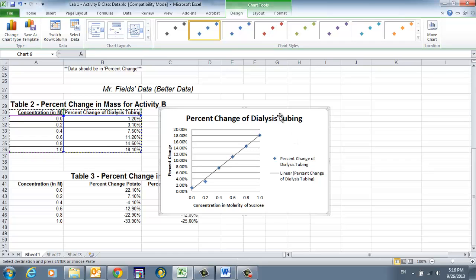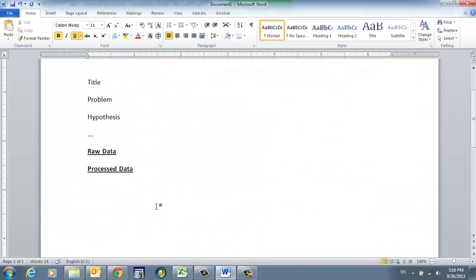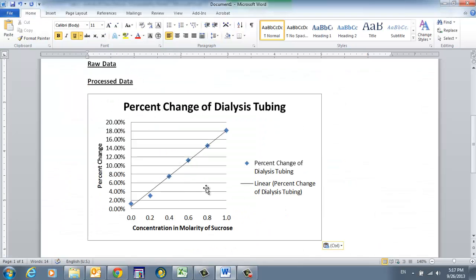So that's good for that first graph. We could simply Control C or copy that, come back over to Word and simply paste that, and of course then you would talk about your process data, what you see. So you write down your facts on the process data, whatever that paragraph would entail.